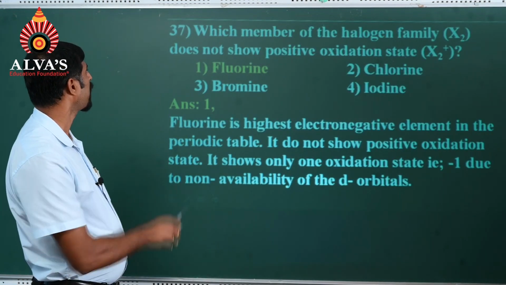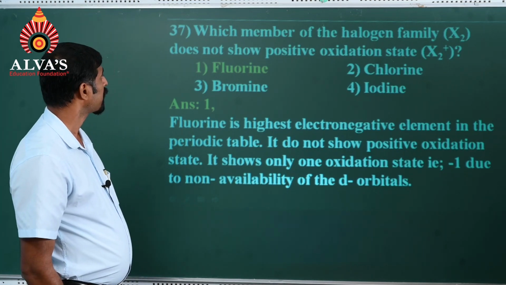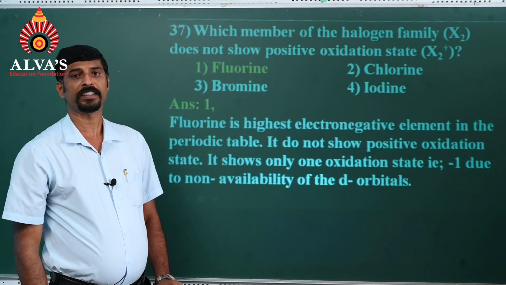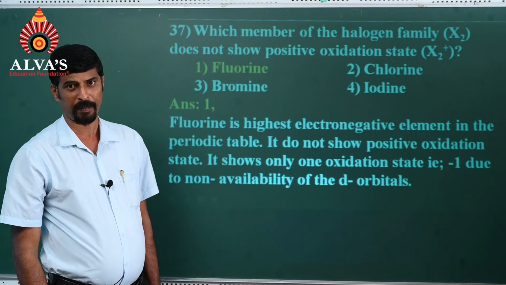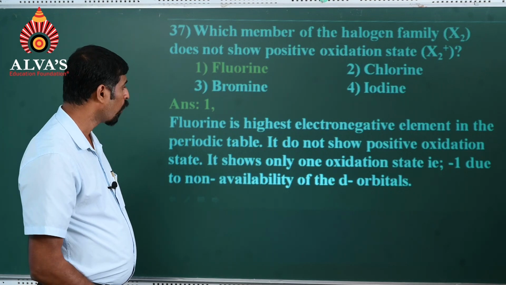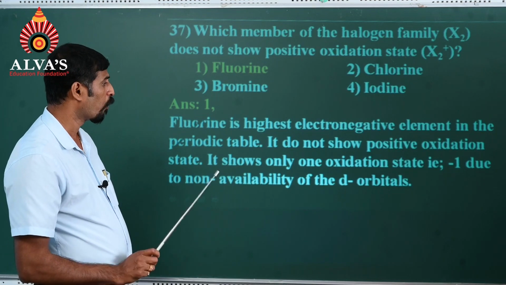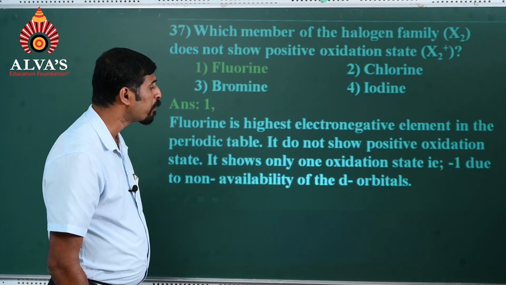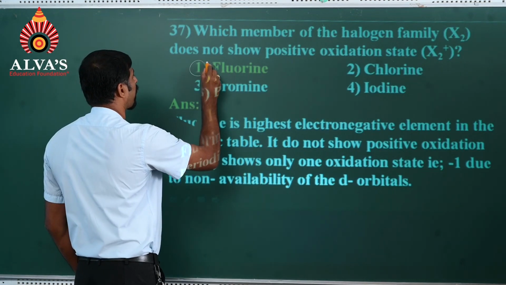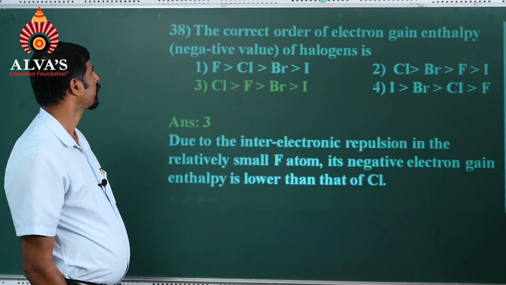Next, we'll move on to question number 37. Which member of the halogen family does not show a positive oxidation state? Please remember, fluorine is the most electronegative element. It will not show a positive oxidation state, and it shows only one oxidation state, that is -1, due to non-availability of d orbitals. Therefore, fluorine is the right answer, option first.